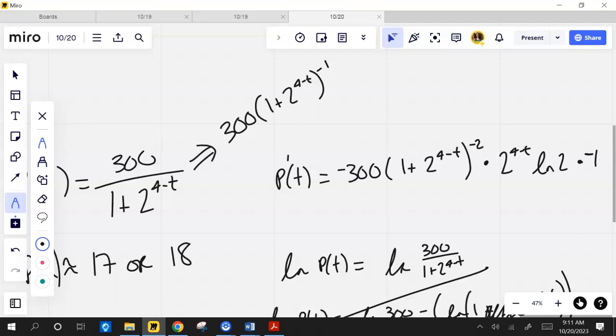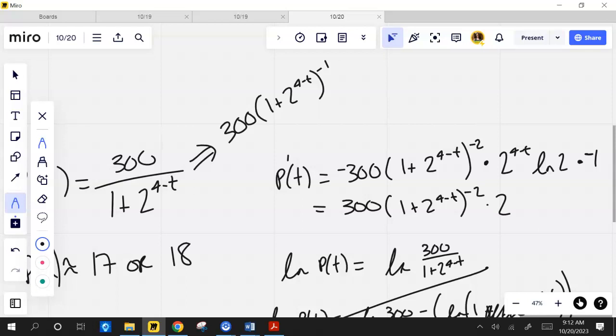That makes sense, and here's why I say that makes sense. I started with a negative in front, right? The rumor's not going to spread at a negative rate. People are not unhearing the rumor as you go. More people are hearing it every day, so I need a positive rate, right? Oh, this is getting fun. So it's going to be positive 300, 1 plus 2 to the 4 minus t, to the -2.